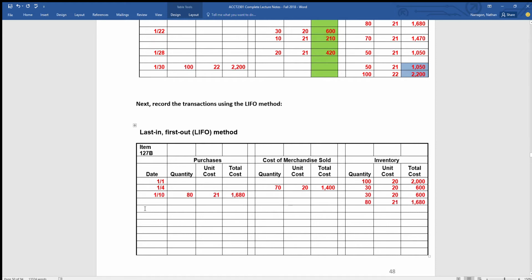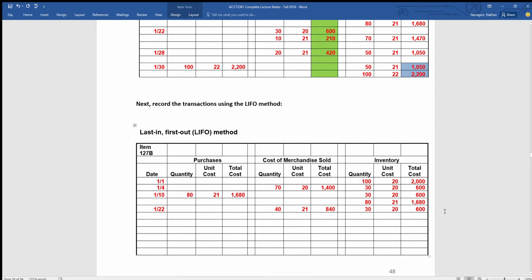Now we're going to look at the last one. So which one's on bottom? Well, 80's on bottom. Does 80 cover the 40? It does. Mostly, if you want to check, just take 40 from 80, and if there's still some inventory left, we're good to go. So we're going to have the 40 at the cost of 21, so 840.